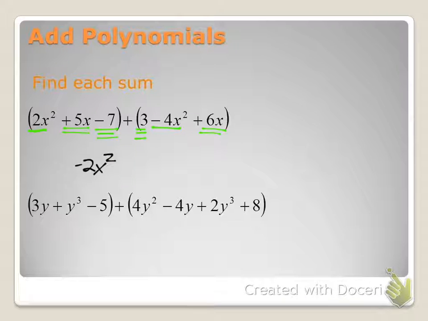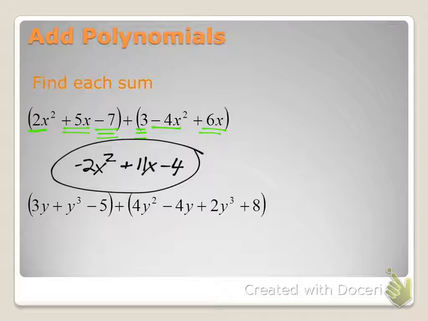Okay, 5x plus 6x gives me 11x. And then negative 7 plus 3 gives you negative 4. So negative 2x squared plus 11x minus 4.